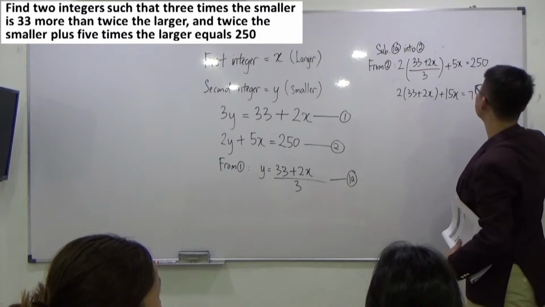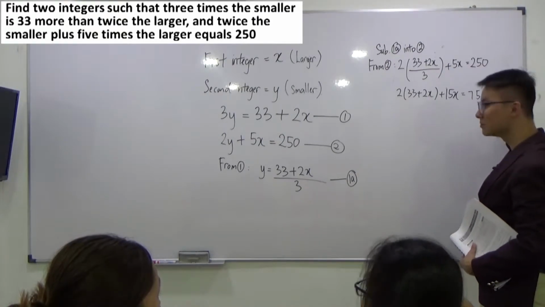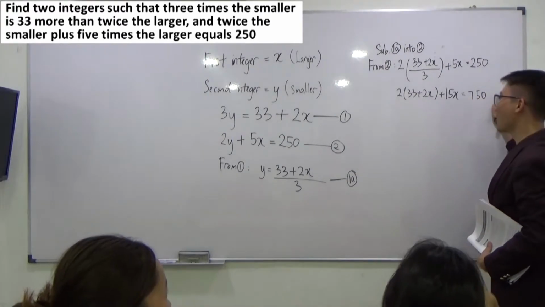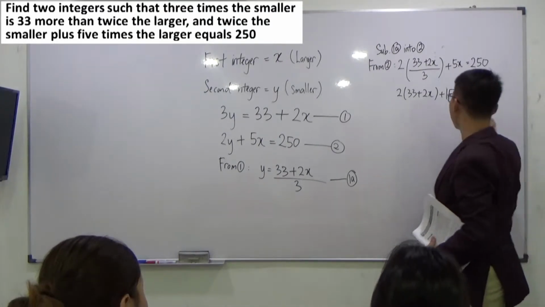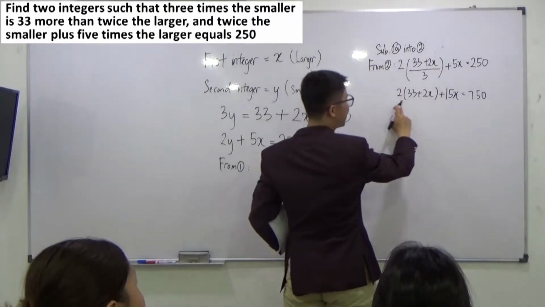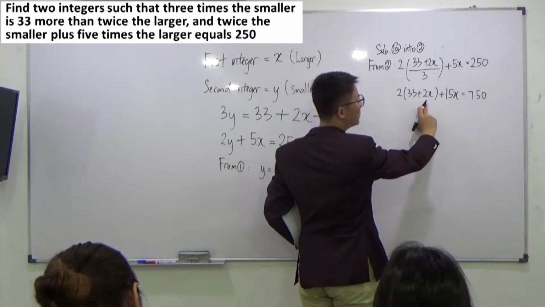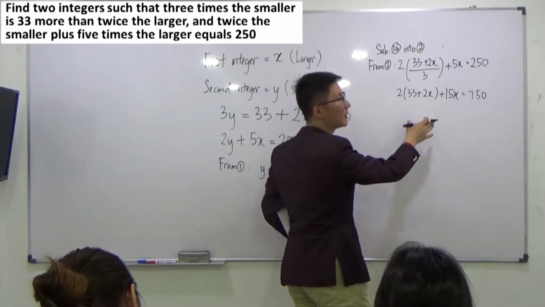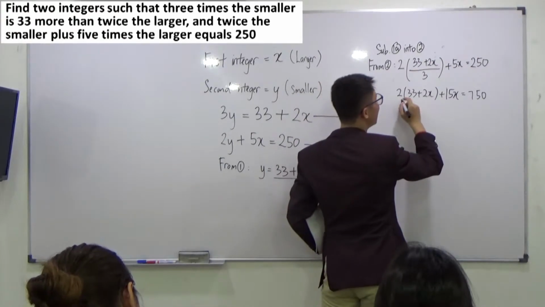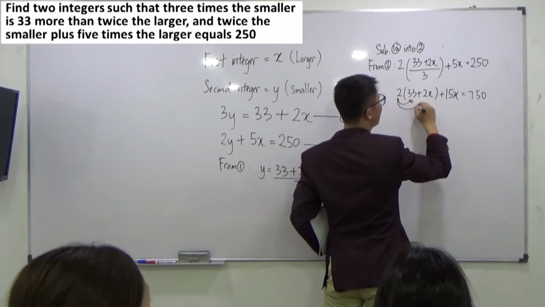Is it correct? So yes or no? Okay, confirm this is correct. Now we're going to expand this. After that, we collect the like terms. When you simplify it, then you can find the x. We expand it first. You know how to do the expansion, right?